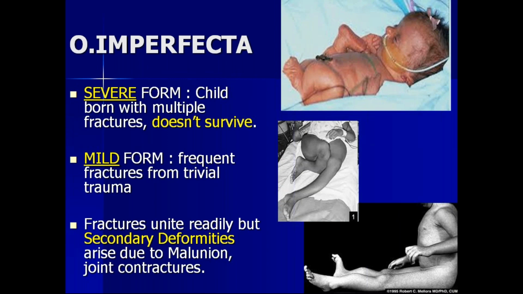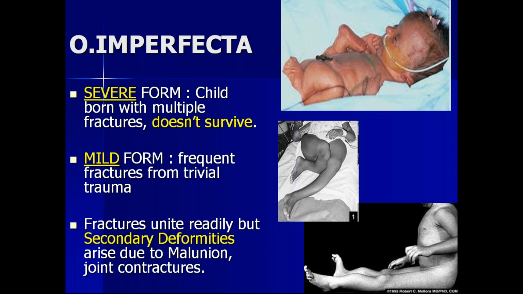Again an entrance bit. In the severe form, the child is born with multiple fractures and usually doesn't survive. In milder forms, frequent fractures from trivial trauma. Even while going up the steps, the patient without any fall can have a fracture. Fractures unite readily but with deformities. So the fractures unite but they are deformed. They are called secondary deformities, and that leads to malunion and joint contractures.